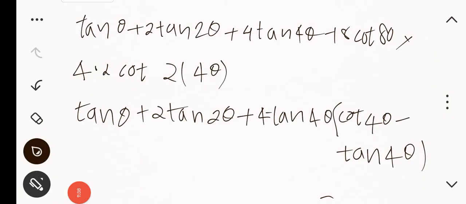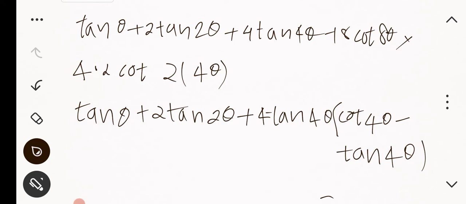It is tan theta plus 2 tan 2 theta as in the question. The next step will be, okay, I will just solve this also. I will write the question again. Here I just gave an idea of doing the statement. Tan theta plus 2 tan 2 theta plus 4 tan 4 theta plus 8 cot 8 theta. This is theta, okay. Here we have 16 cot 16 theta, which we simplified and wrote as 4 into 2 cot 2 into 4 theta, okay. And the next step also: tan theta plus 2 tan 2 theta plus 4 tan 4 theta and cot 4 theta minus tan 4 theta. We kept it in a bracket. After that, I'll give an idea how to solve it.